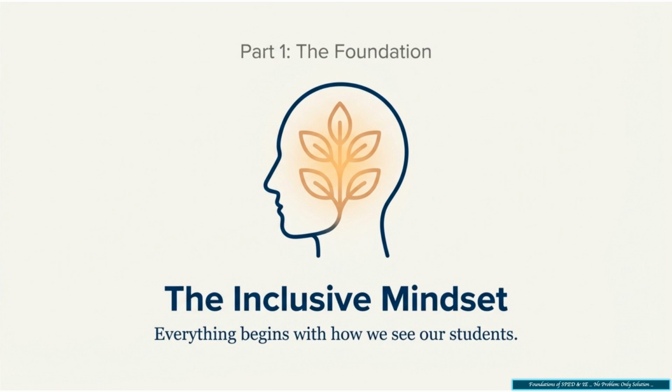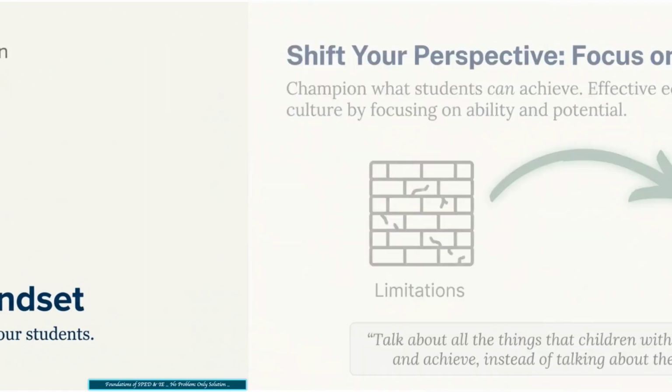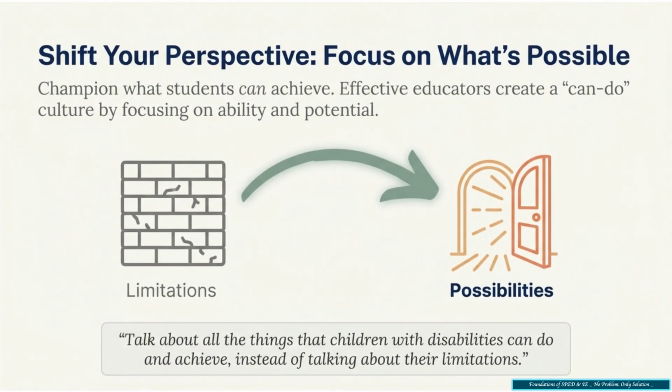We begin with Part 1, the foundation, which is establishing an inclusive mindset. Everything starts with how we perceive our students and their abilities. Shift your perspective to focus on what's possible. Effective educators create a can-do culture by championing student ability and potential, rather than focusing on limitations.